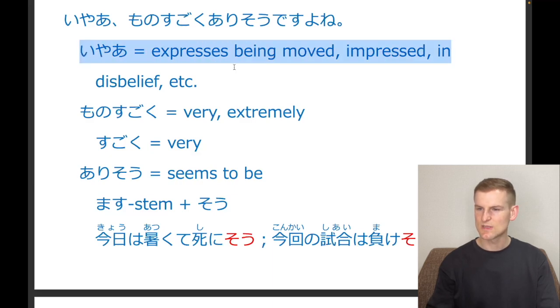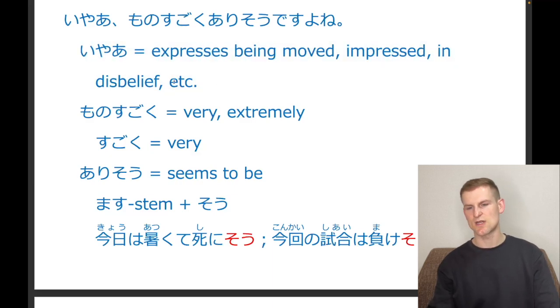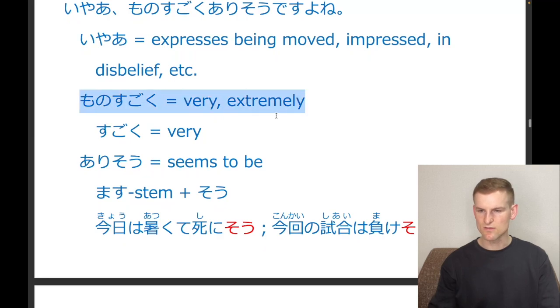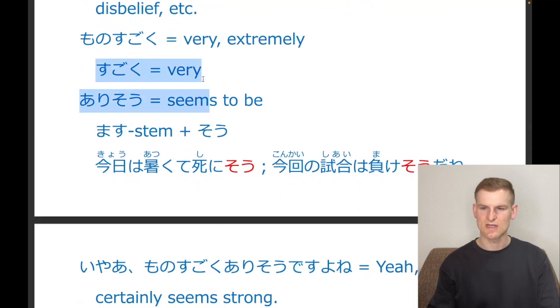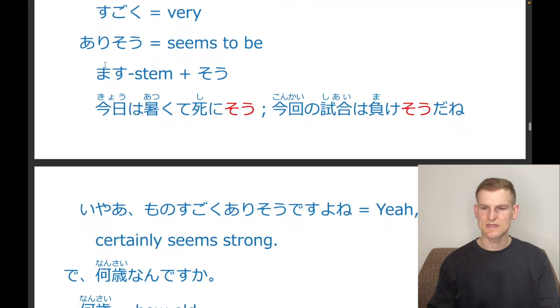Okay, so いやー, expresses being moved, impressed, in disbelief, etc. ものすごく very, extremely. すごく alone means very, and you're just kind of emphasizing that with ものすごく. ありそう, okay, seems to be. So remember, once again, he's talking about power, right? 力があるワンちゃん. So ありそう, seems to be. Okay, so let's look at this form here. So ありそう, okay, so we have the masu stem あり in this case plus そう, okay, seems to be something something.